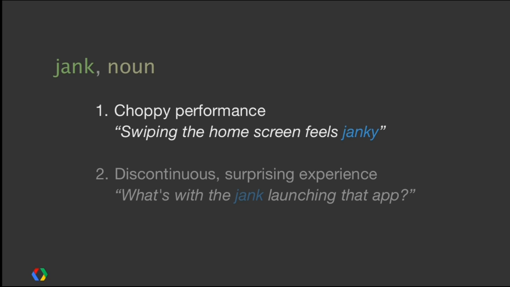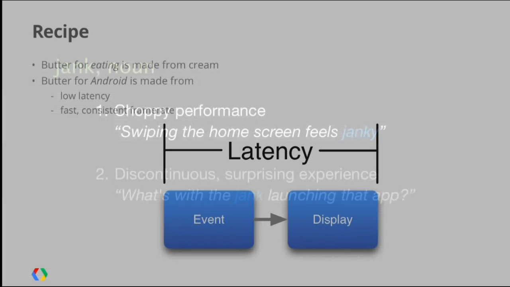So as I said, we're addressing the first concern of jank right now, choppy performance. The other is sort of discontinuous UI experiences, a separate problem. This one is all about graphics performance, animation performance, speeding up the platform, as well as tips that you can do to speed up your applications in particular.